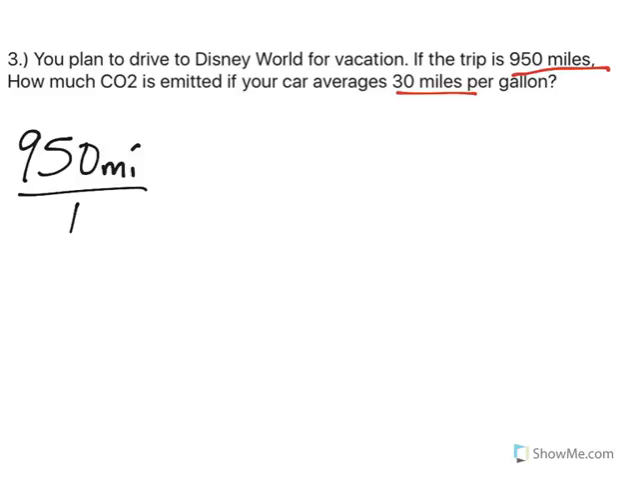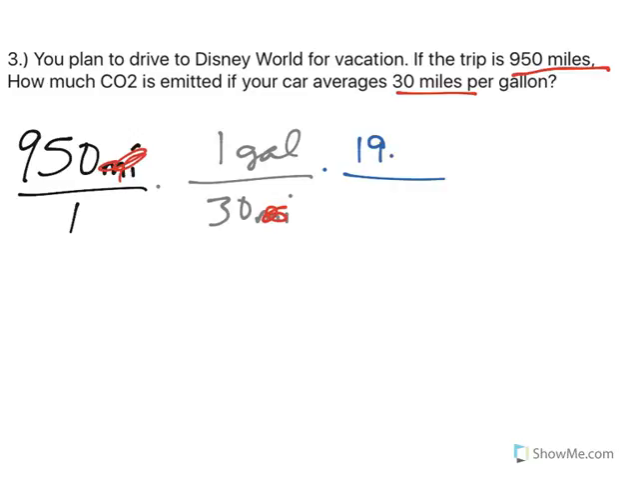But first, 950 miles. You know your car gets 30 miles per 1 gallon. That makes your miles go away. And you know that CO2 is 19.8 pounds per gallon, and so those cancel out. You end up with 627 pounds.